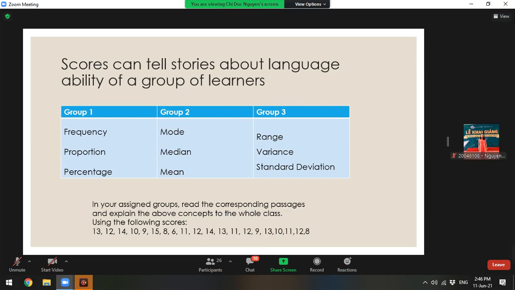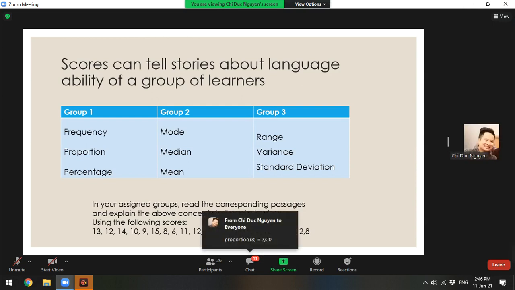Okay, so for percentage, you just multiply the proportion by 100%. That is enough. So the frequency here is the number of times that a number occurs and reoccurs in the data set. For example, in this data set, how many times does the number 6 occur in the data set?